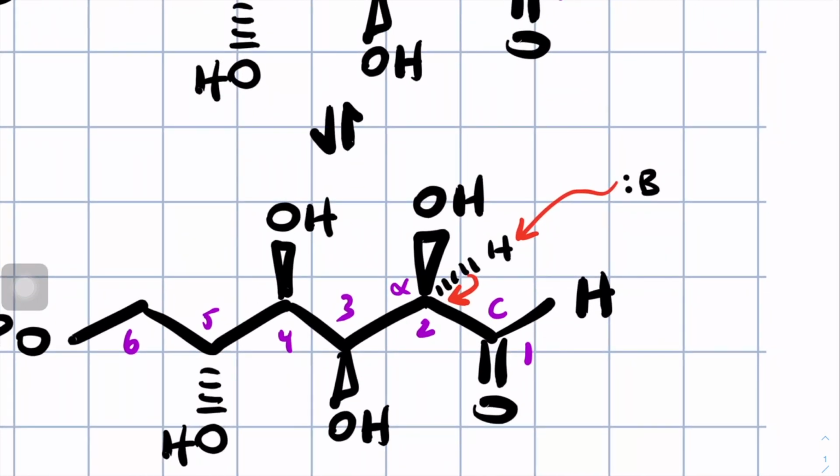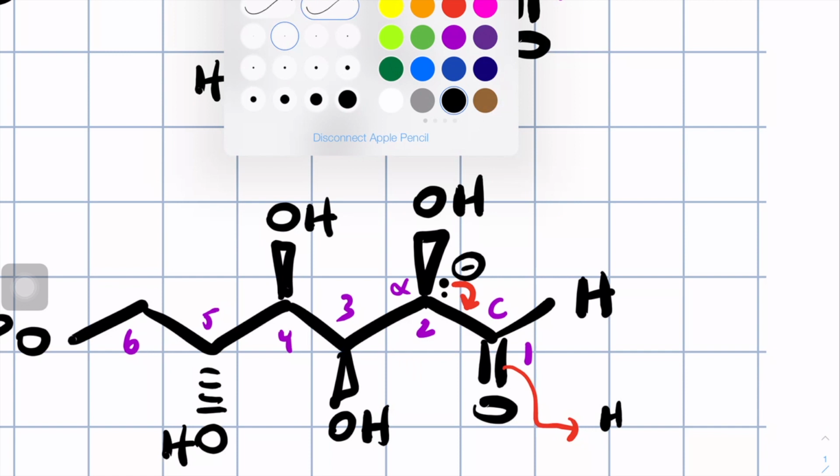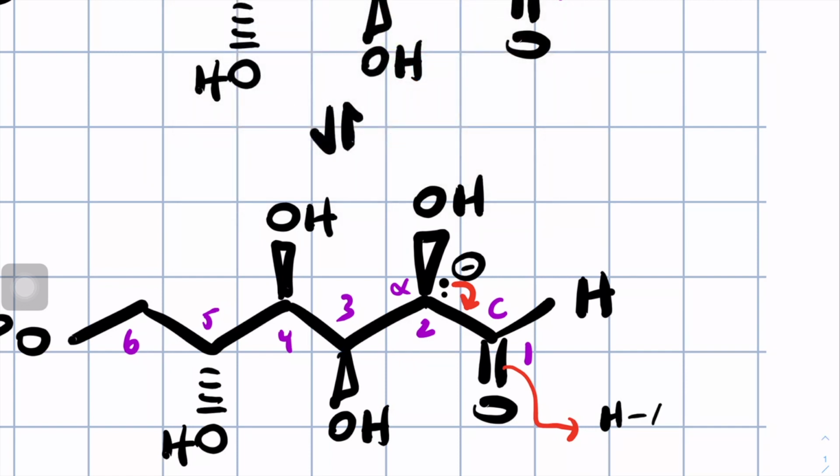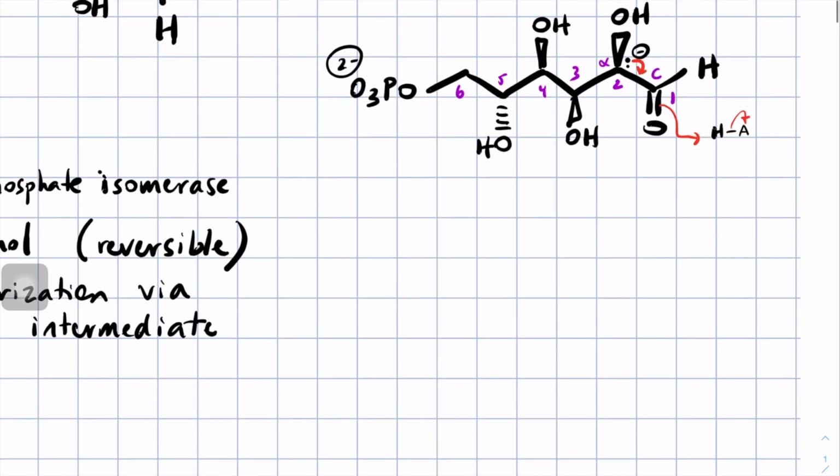Then we'll show that resulting enolate getting protonated on the carbonyl oxygen. So electrons kick down here to form a pi bond, and then we pick up a proton from some acid, perhaps the conjugate acid of our base. And that will give us a key important intermediate, which I referred to when describing the mechanism.